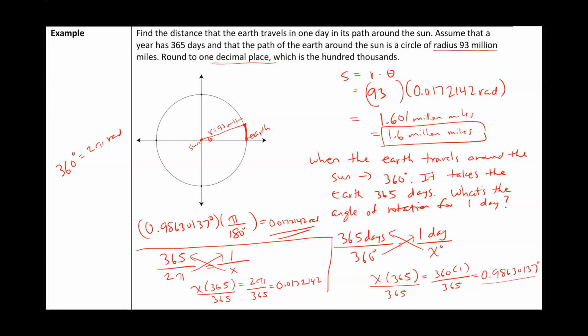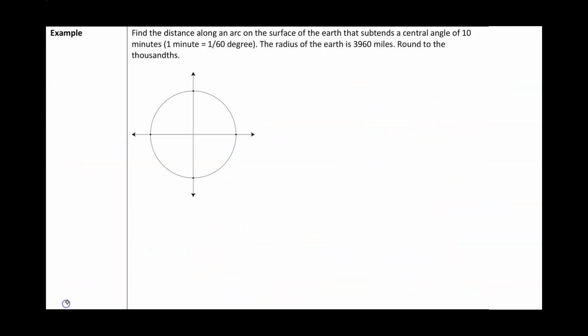All right, let's take a look at another example. Find the distance along an arc of the surface of the Earth. So we're looking for arc length. Anytime I want arc length, first thing I'm going to do is I'm going to put r times theta, so I know what I'm looking for. I'm going to encourage you to always start with the formula. Even if you blank out, start with the formula. I want arc length. My formula is r times theta.